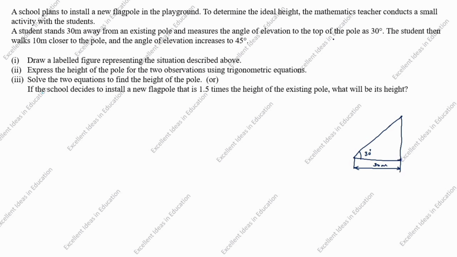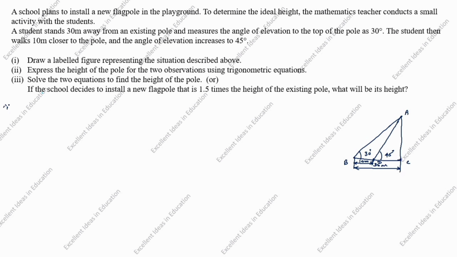The student then walks 10 meters closer to the pole. So the student walks 10 meters closer to the pole. So this is 10 meters. And the angle of elevation increases to 45 degrees. So this is 45 degrees. A, B, C, D. So this is 10, which means this value is 20 meters.